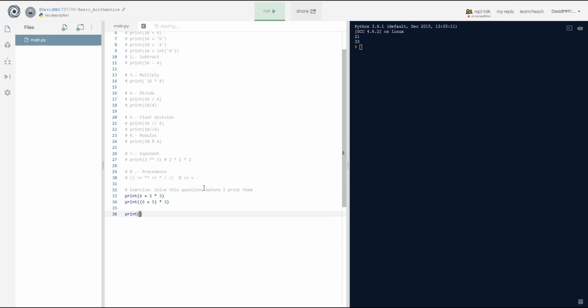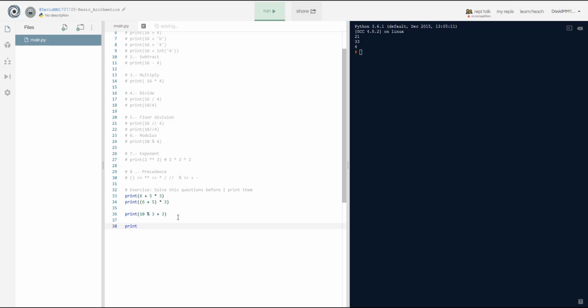Now, let's see, 10 modulus 3 plus 3. What is going to happen here? 4. Of course, it's going to take the result of 10 modulus 3, and that's 1, and it's going to add 3.